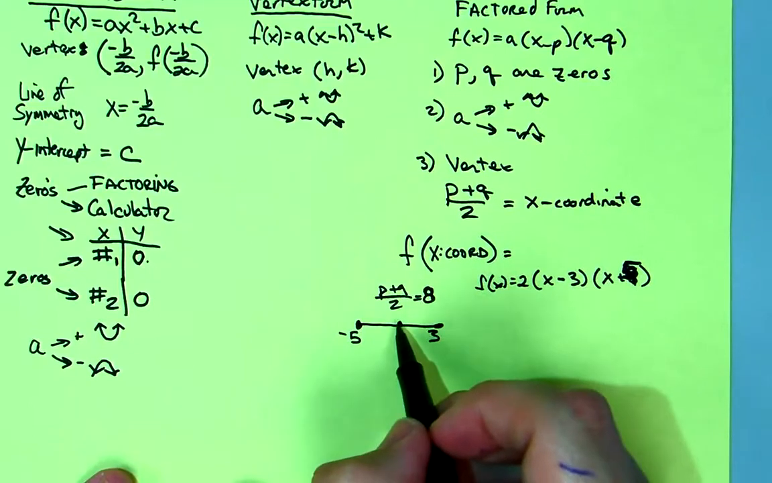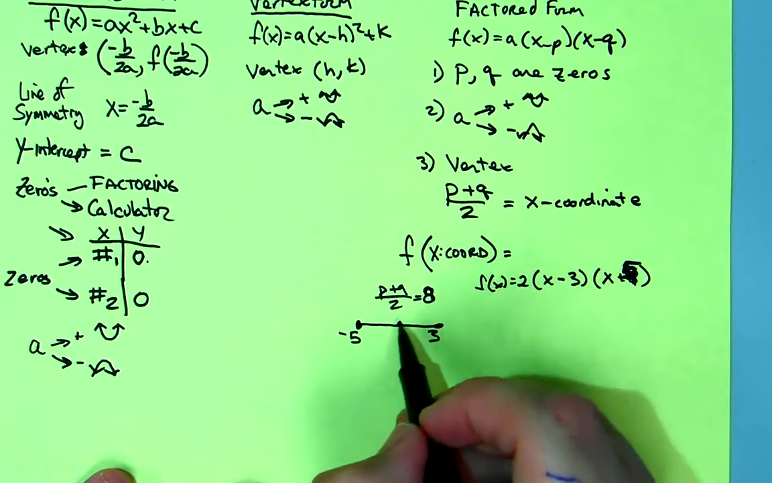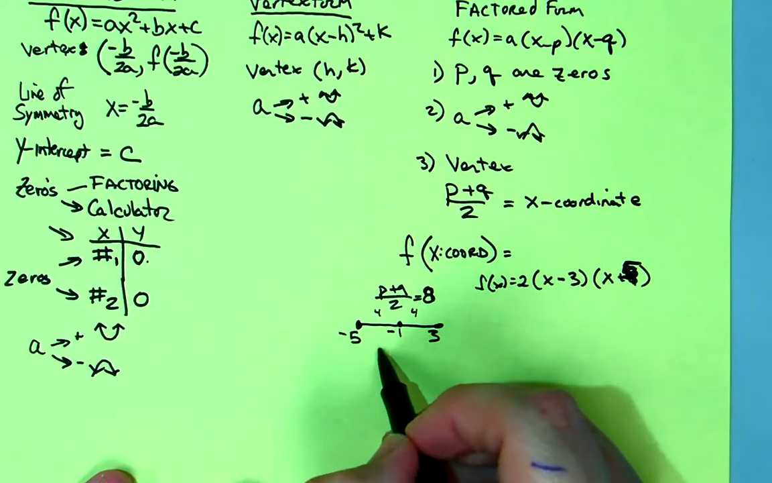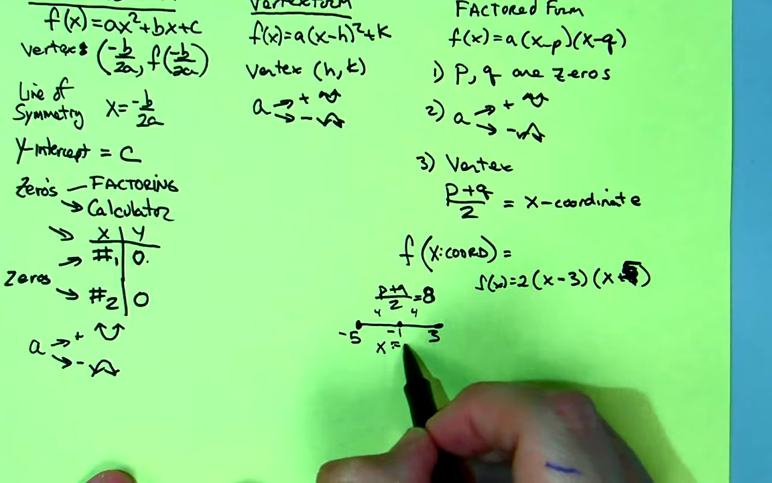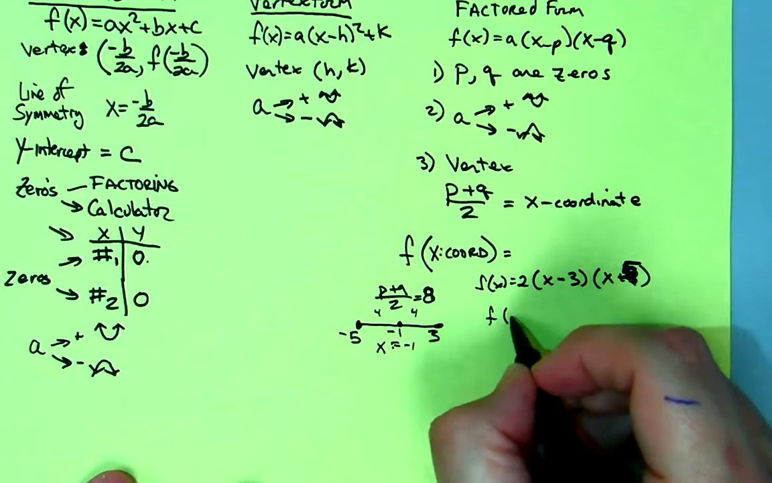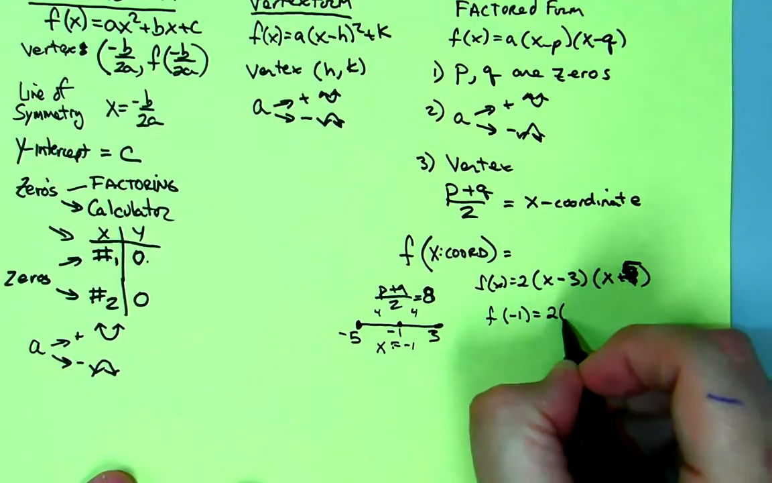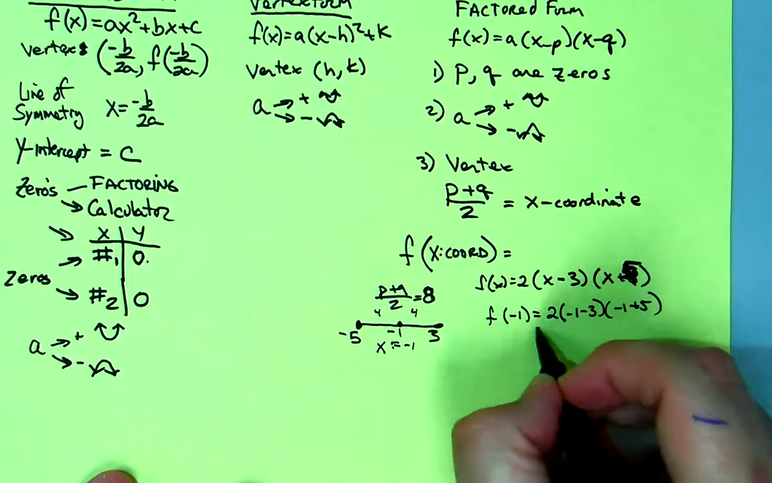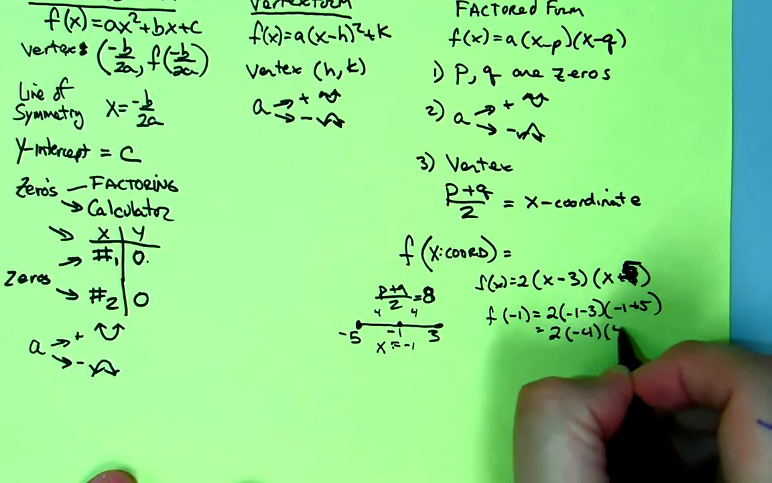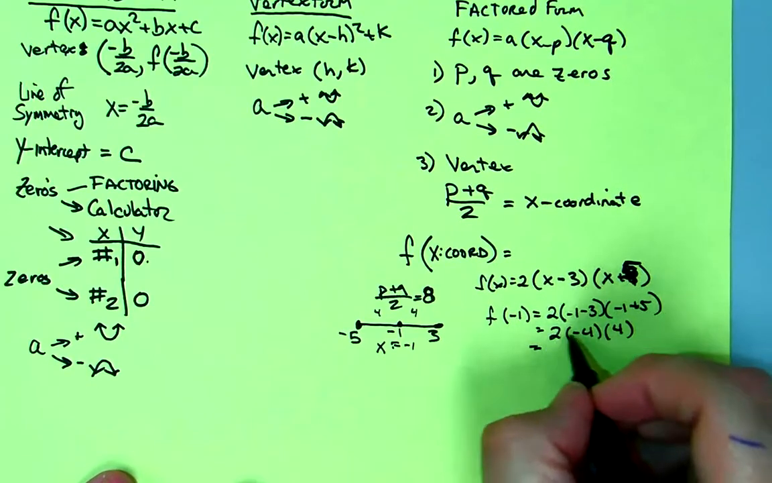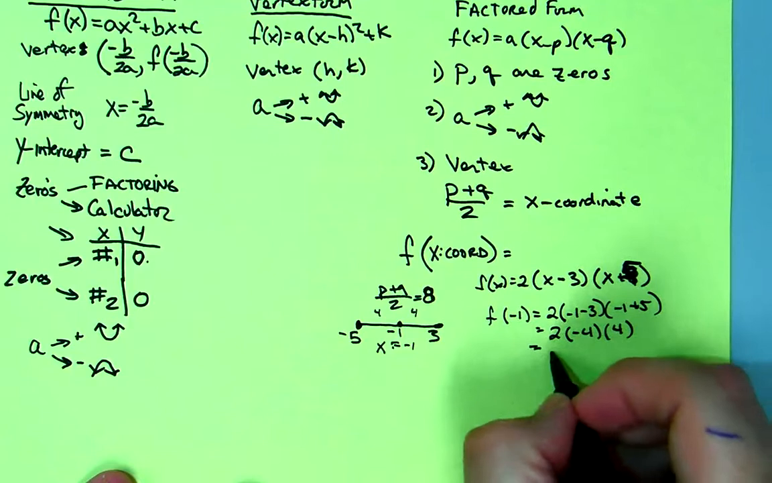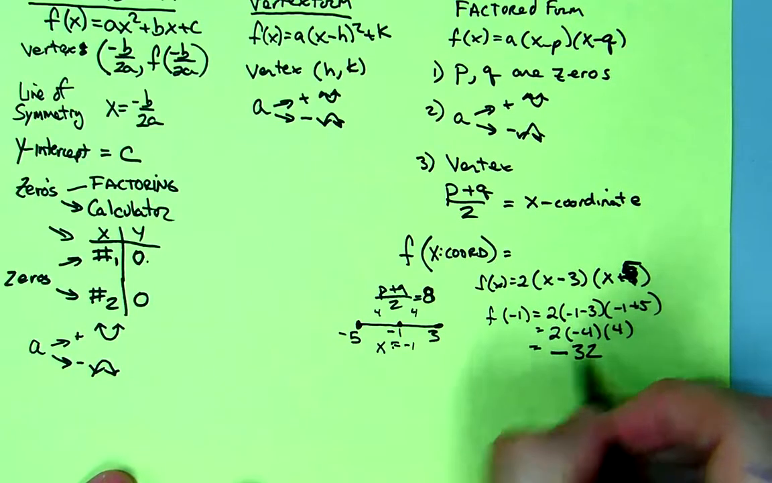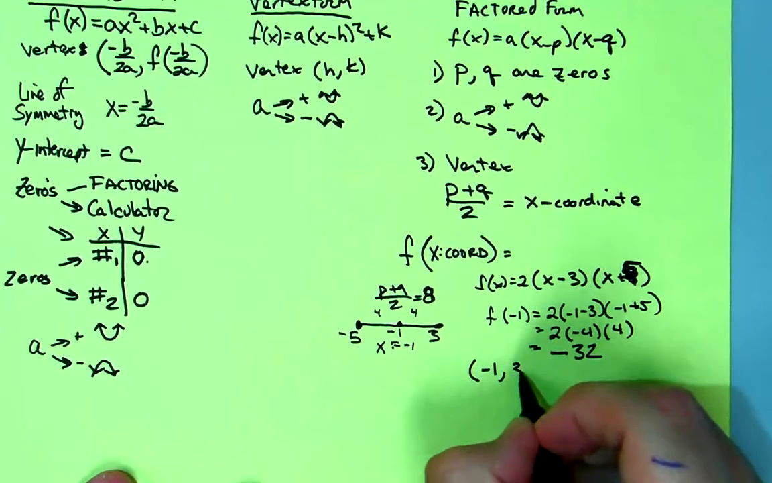Now, what's the distance from 5 to this point and from this point to this point? Well, the distance has to be 4 and 4, so I know this is going to go to negative 1, so my x value is equal to negative 1. So I'll say f of negative 1 is equal to 2 times negative 1 minus 3, negative 1 plus 5. So I'll get 2 times negative 4 times 4, which is, positive, positive, answer's negative. That's 16, that's 32, so that's negative 32. So I know I'm at negative 1 comma negative 32.